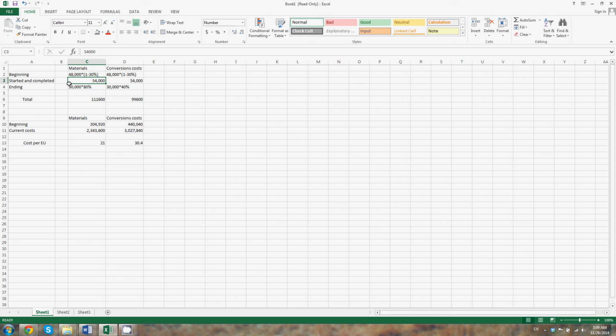And as for the started and completed account, the total will be included in the equivalent units calculation, since for started and completed we start from 0% and go all the way to 100%. So the 54,000 should be included, and the same thing for conversion costs. 54,000 should be included.